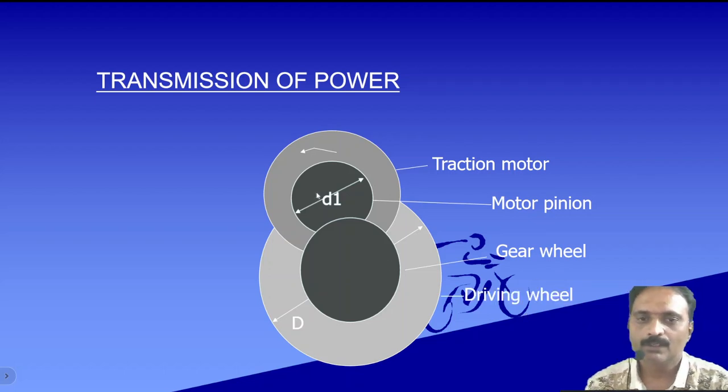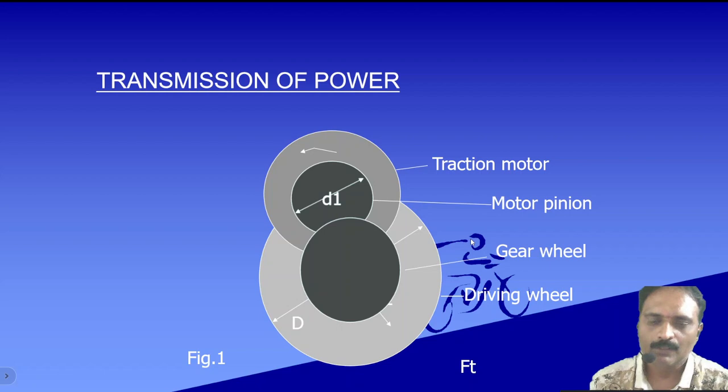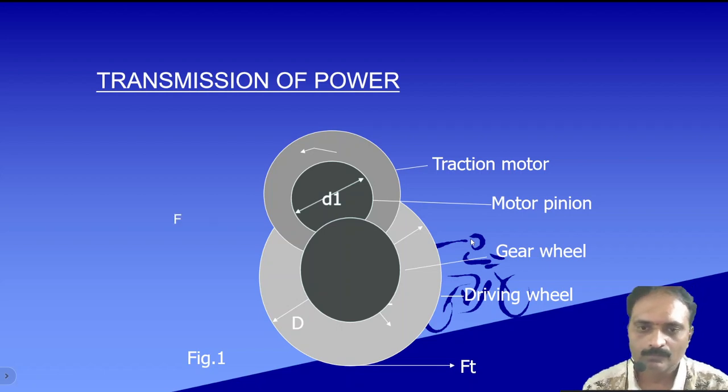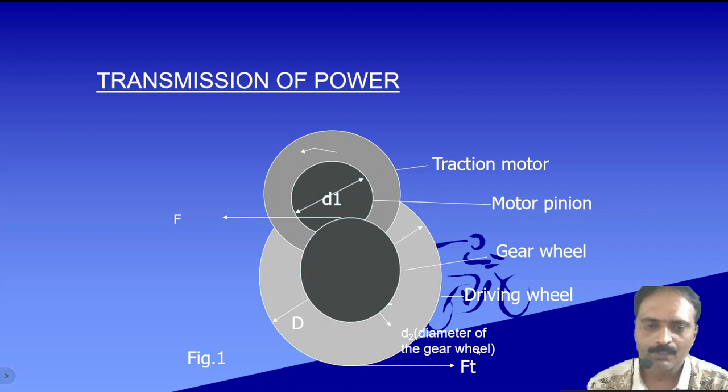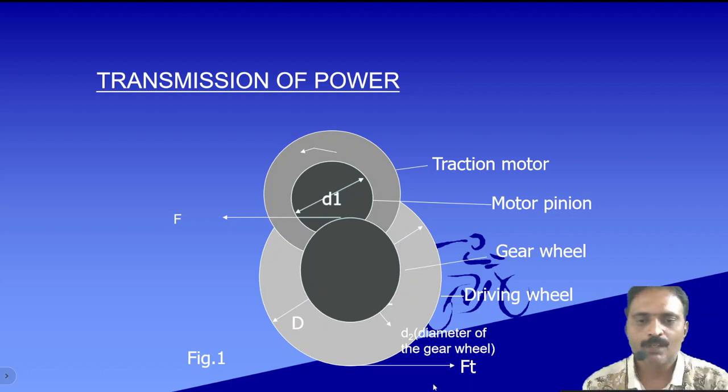So here D1 is the pinion. The power transfer will be from pinion to the gear wheel, having a diameter of D2. So here D2 is the diameter of the gear wheel. Now here, whatever force is developed here, this force is being transferred from D1 to D2, and from there to this driving wheel capital D. I mean the diameters I am telling. Finally the output is going to be Ft, that is the tractive effort.